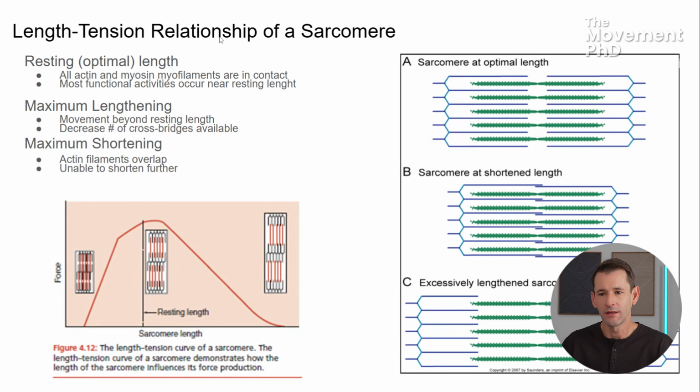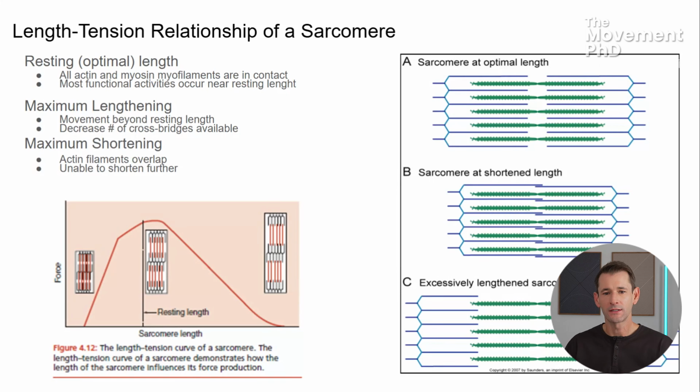Next, let's talk about the length-tension relationship of a sarcomere. This is an important concept, and we're going to come back to this in each of our units and talk about how putting muscles in different positions impacts their ability to activate and produce force. The reason is this length-tension relationship of the sarcomeres. So at resting length, the mid part of the length of a sarcomere or a muscle, this is where we get the optimal amount of tension generated.